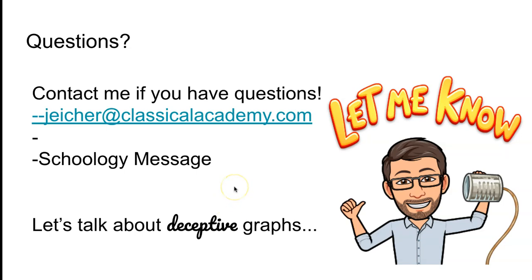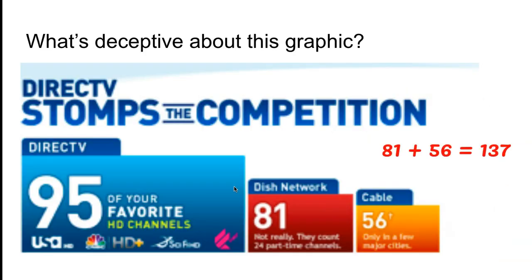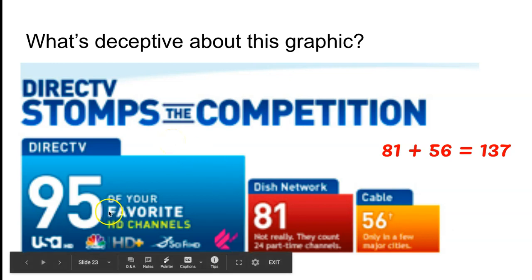Deceptive graphs are probably one of the most relevant things that I'd like you to be cognizant about: how to read graphs and know if they're deceptive or not. So let me give you an example. What's deceptive about this graph? This is an advertisement that I've seen. DirecTV stomps the competition. DirecTV offers 95 of your favorite HD channels. Dish Network offers 81, and cable offers 56.